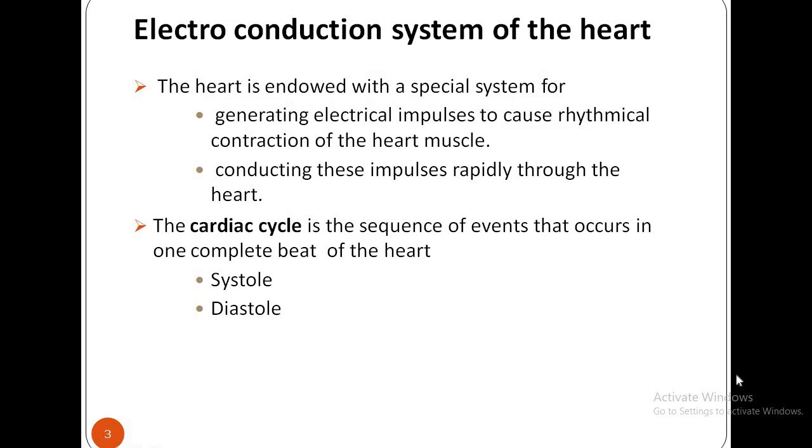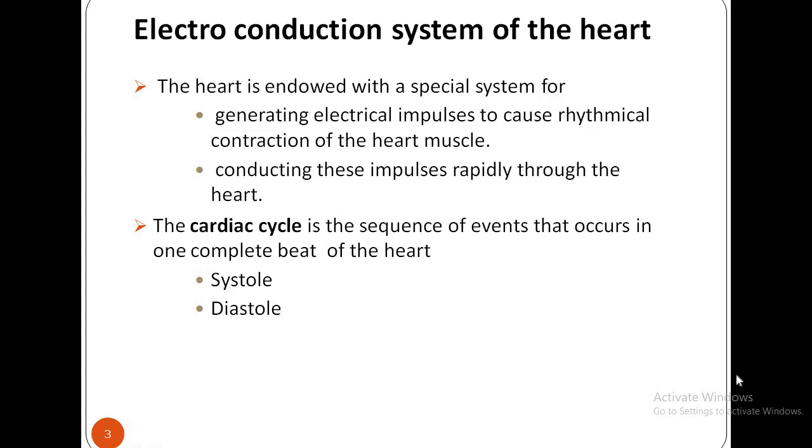The heart has its own system for generating and conducting action potentials through a complex change of ionic concentration across a cell membrane. The cardiac cycle is a sequence of events that occurs in one complete beat of the heart. The two phases of the cardiac cycle are systole and diastole. Systole occurs when the heart contracts to pump blood out, and diastole occurs when the heart relaxes after contraction.